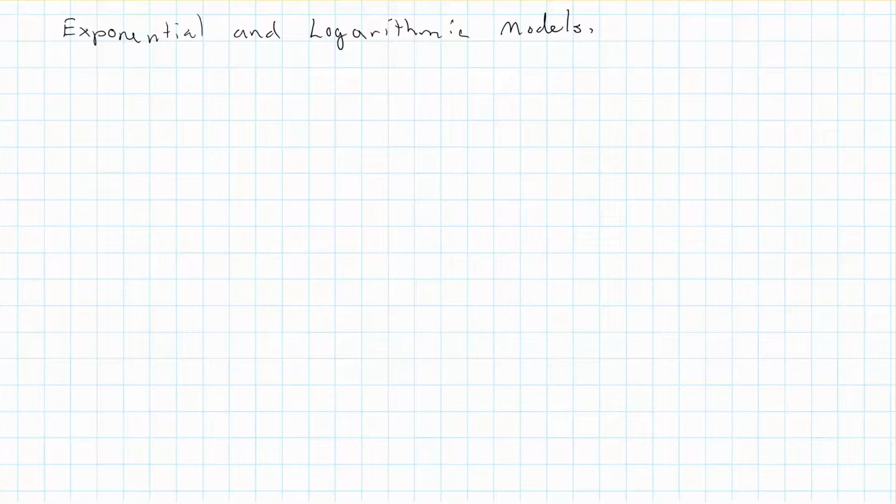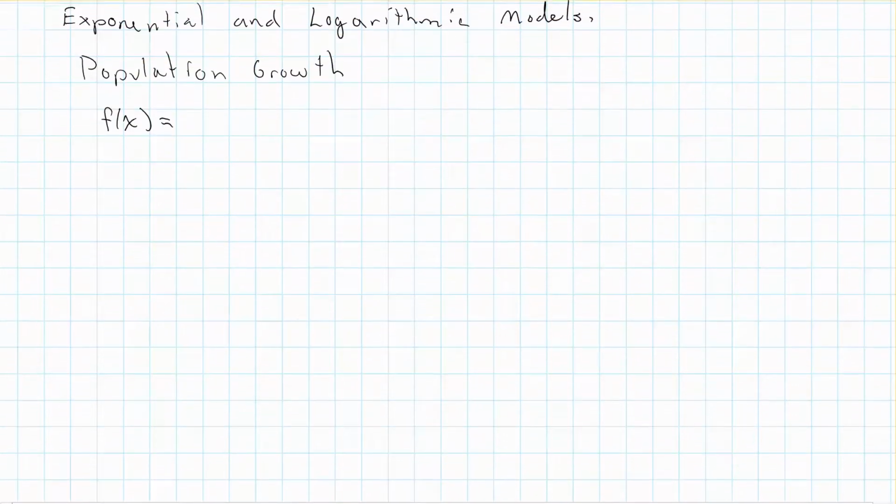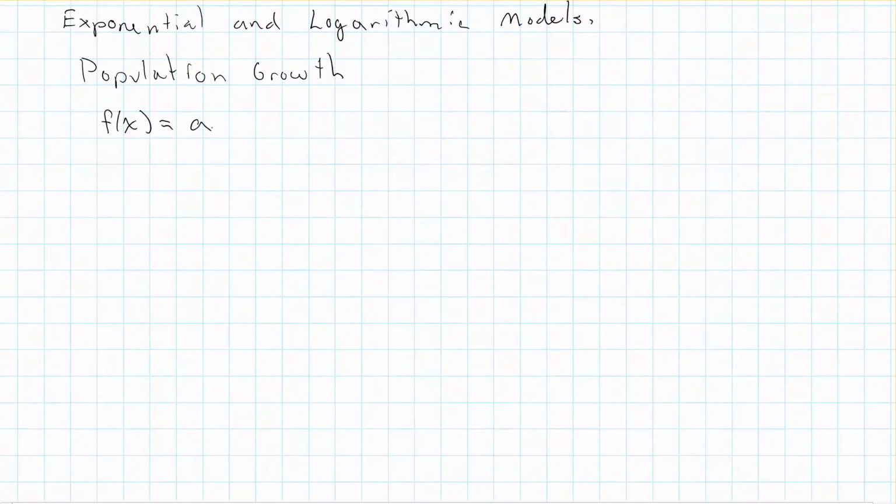So let's talk about population growth. And population growth is modeled by f of x is equal to a natural exponent to the bt.